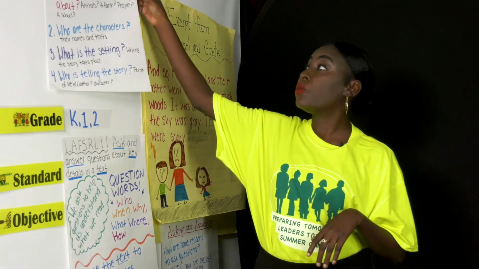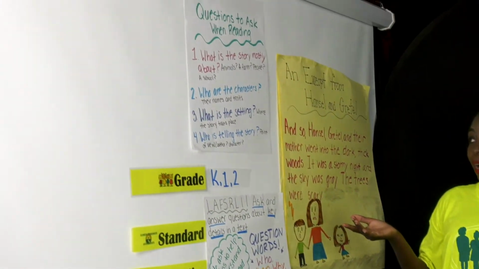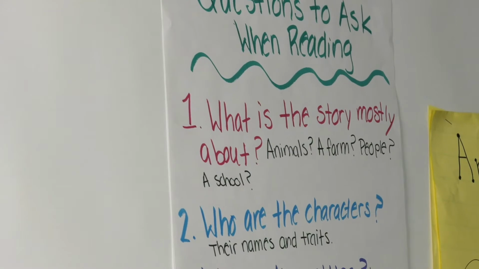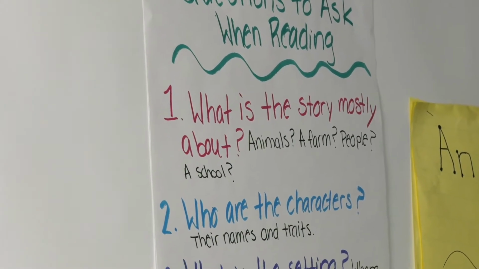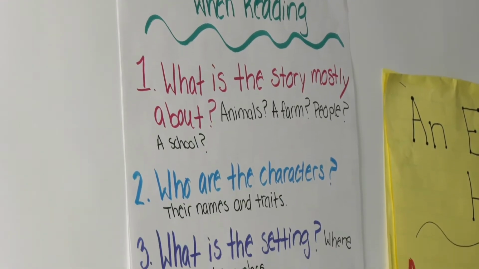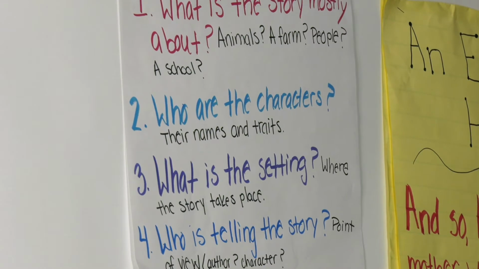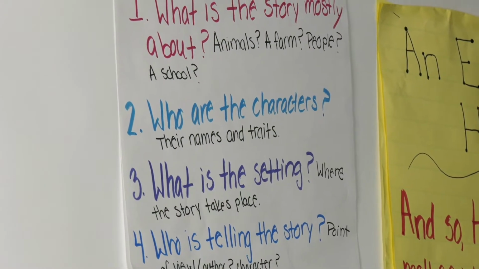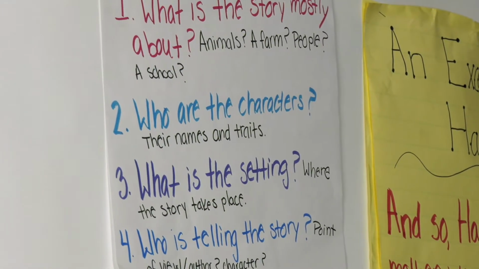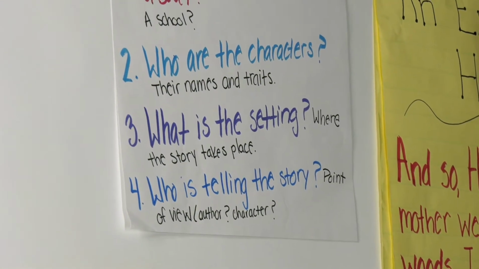Now, questions we can ask while we're reading. What is the story mostly about? Is it about animals? Is it about a farm? Is it about people, or is it about a school? The next question, who are the characters? Okay, what are their names and what are their traits? Question number 3, what is the setting? Where does the story take place?